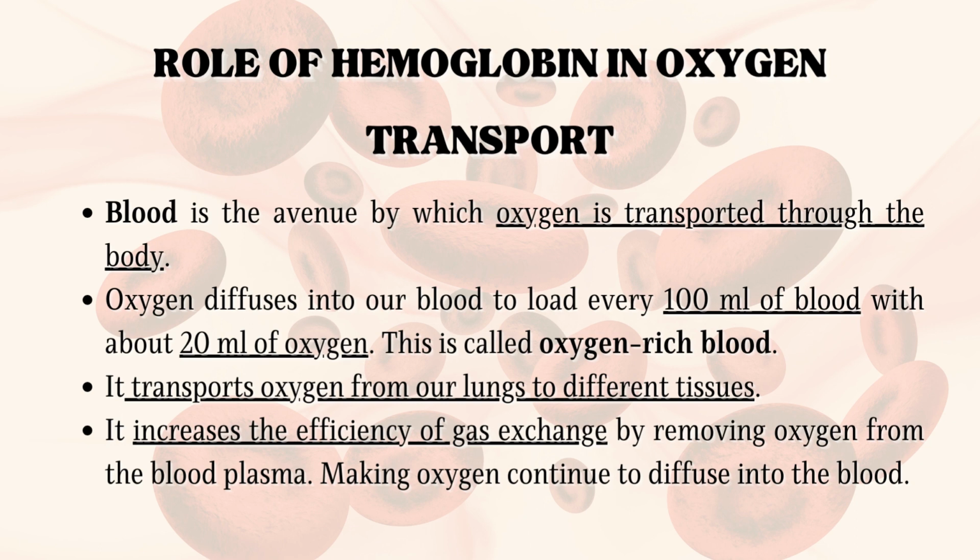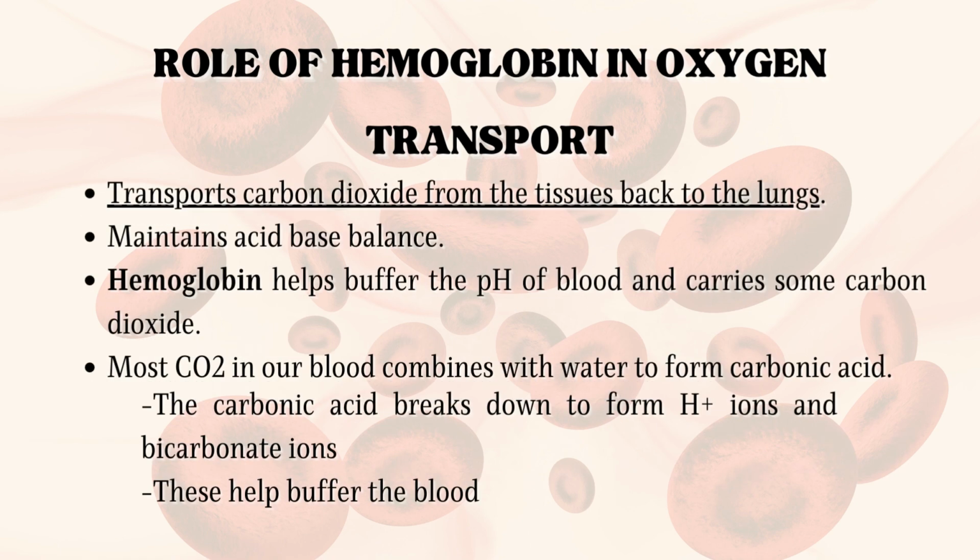It increases the efficiency of gas exchange by removing oxygen from the blood plasma, making oxygen continue to diffuse into the blood. It also transports carbon dioxide from the tissues back to the lungs. It maintains acid-base balance. And of course, hemoglobin helps buffer the pH of blood and carries some carbon dioxide.